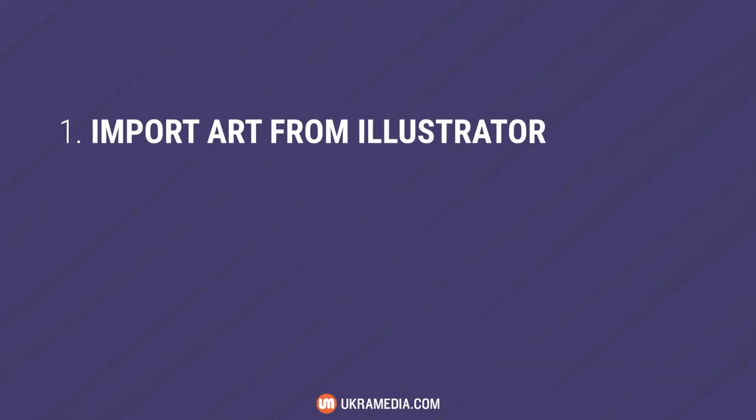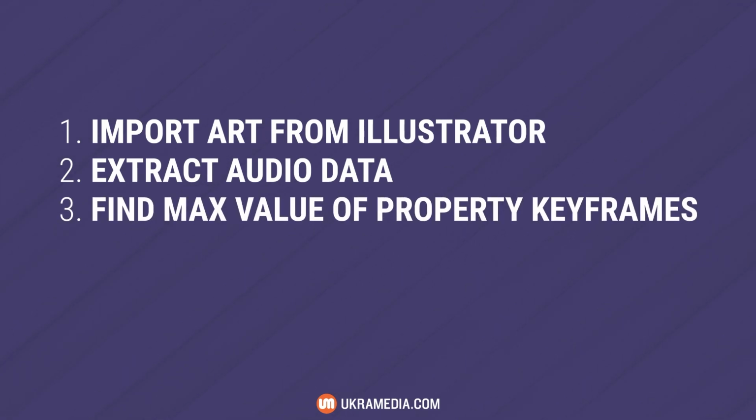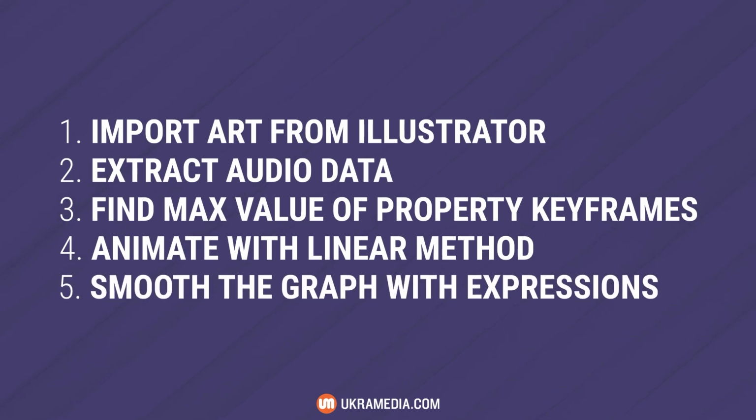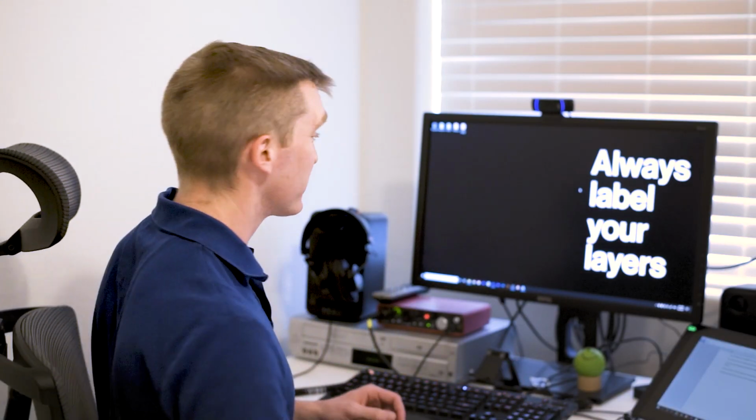using the waveform of an audio clip. First, we'll import some artwork from Illustrator. Then, we'll learn how to extract the audio waveform data so that we can use it to animate. Next, we'll write an expression that finds the maximum value of all the keyframes on a specific property, and we'll use this in a linear expression to create our animation. And lastly, we'll learn how to smooth out the waveform data to create better motion. All right, so let's dive into After Effects.